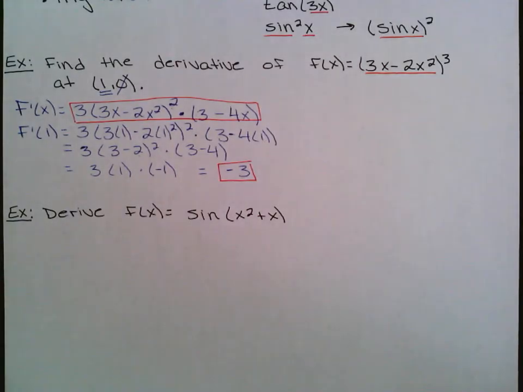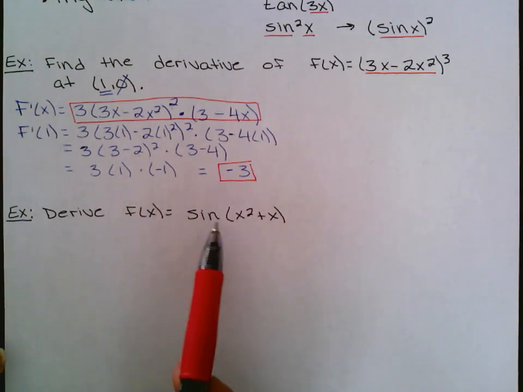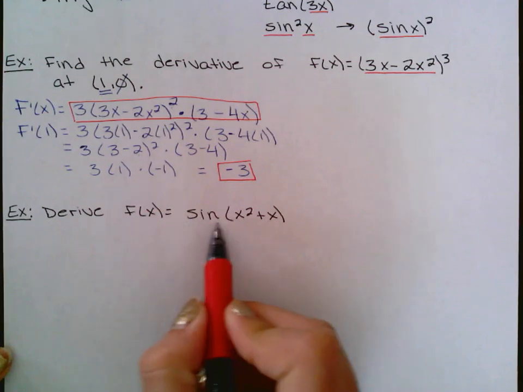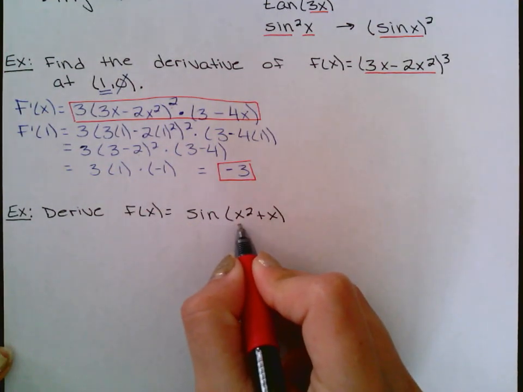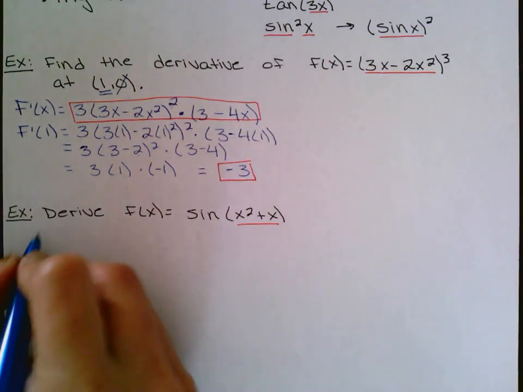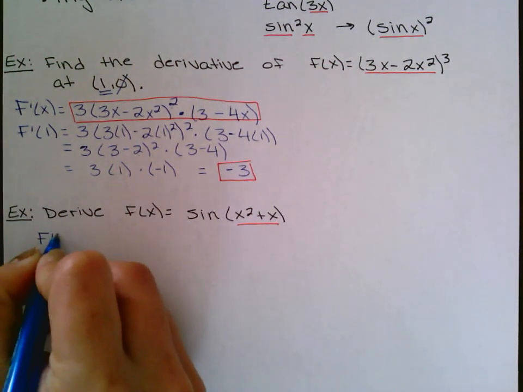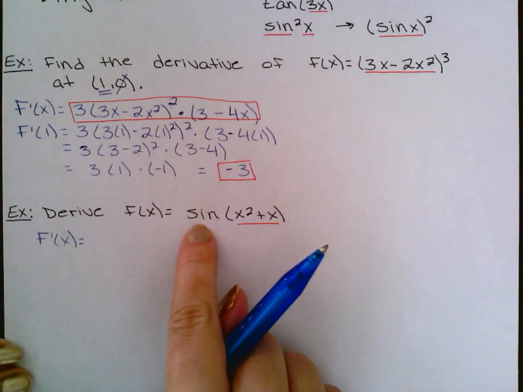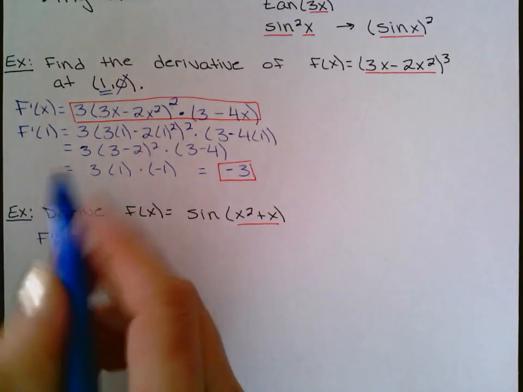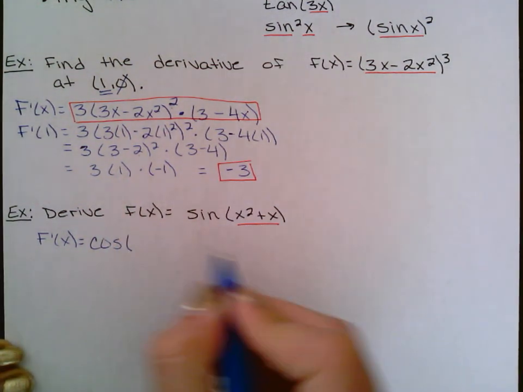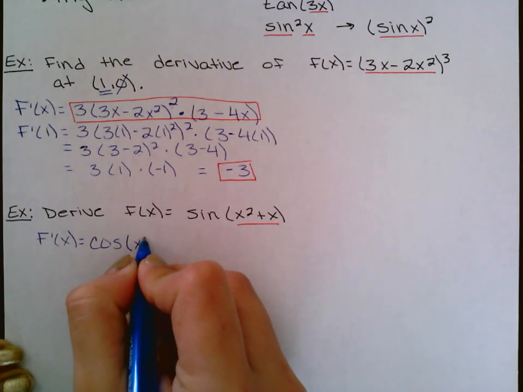All right, let's check out this next question. So it says to derive f of x, which is sine of x squared plus x. So I can see that sine is my outside. The parentheses tell me who the inside is. Okay? So if I want to derive this, I'm finding the derivative. F prime of x equals, first I'm going to do the derivative of the outside. Derivative of sine is cosine. I'm going to rewrite my inside.